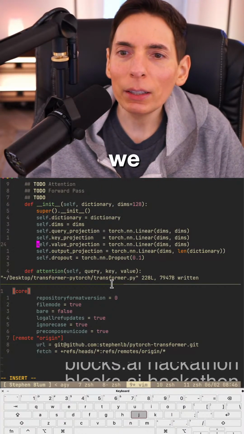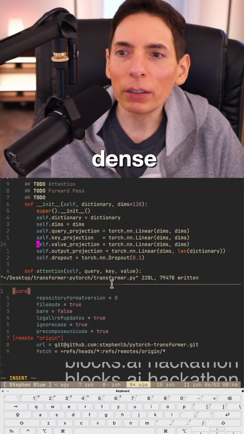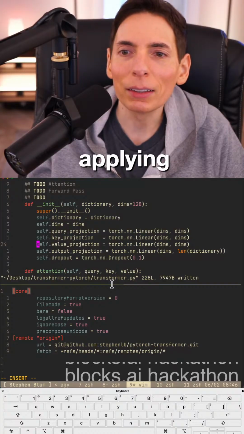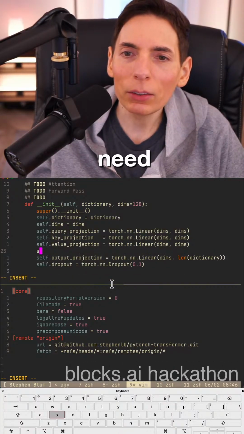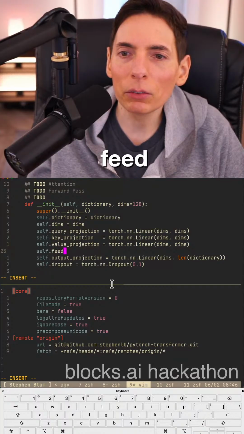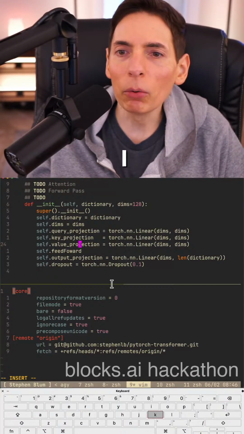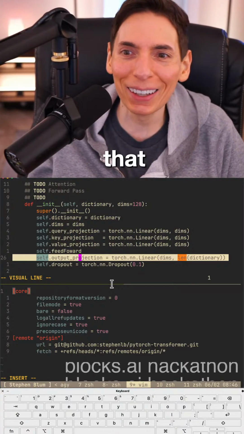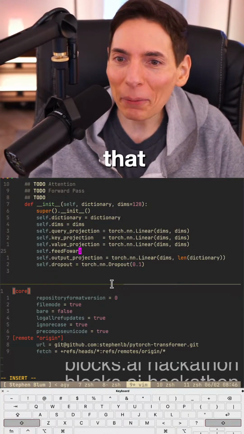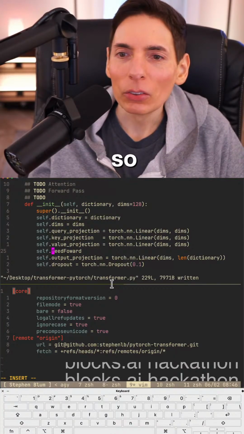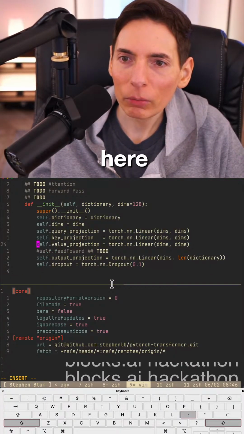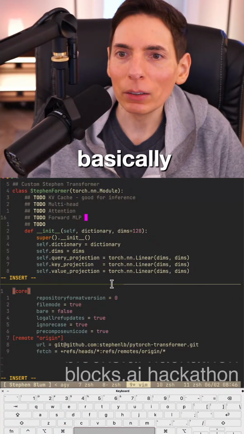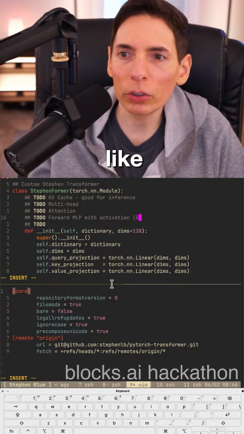All right, so then we need a dense feed forward layer, right? It's something where the model can start applying knowledge and learn from. I was just thinking a simple linear output projection was all we needed. Nope, apparently we need more than that. So this needs to be a to-do. Feed forward, or an MLP basically, with activation, probably like GELU.